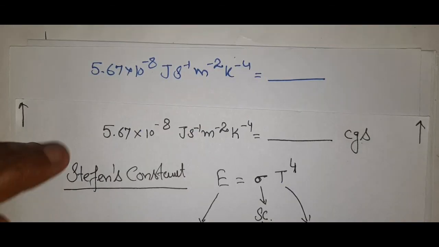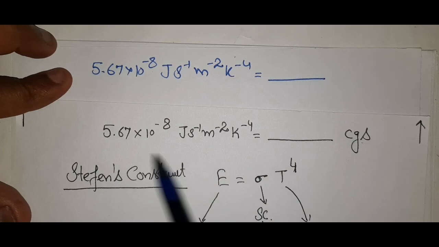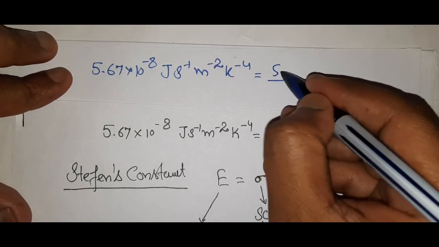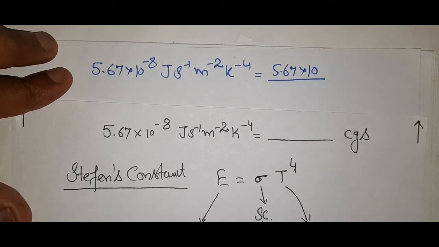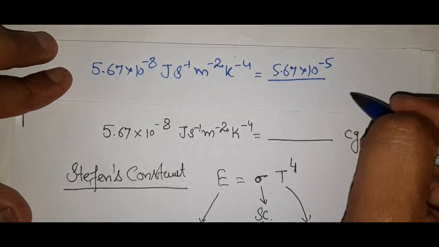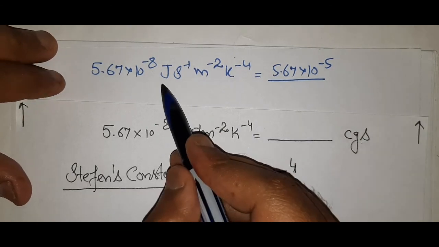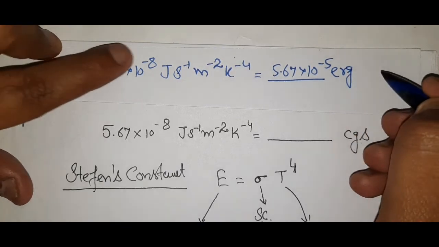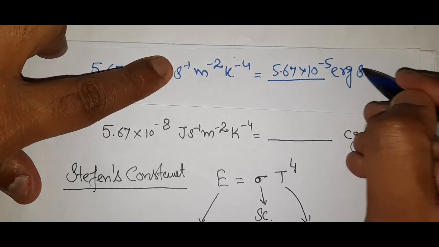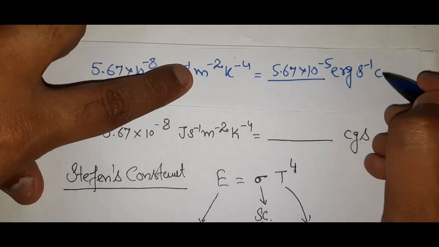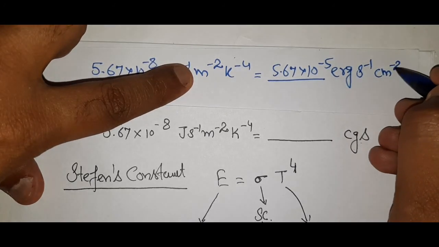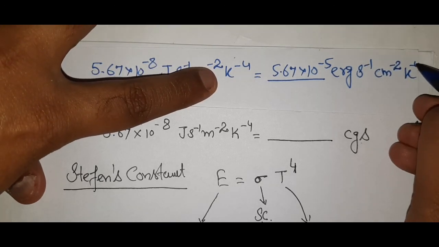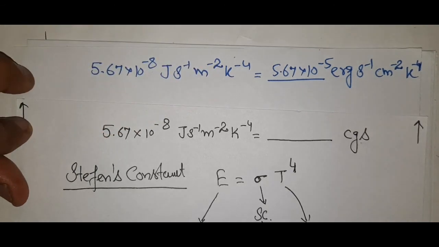Now the answer for this will be N2, which we have already calculated: 5.67 into 10 to the power minus 5. Now how will you write the unit? This is joule, correspondingly in CGS it is erg, time will be in second, per centimeter square, and Kelvin will remain as Kelvin raised to minus 4. This will be the answer.